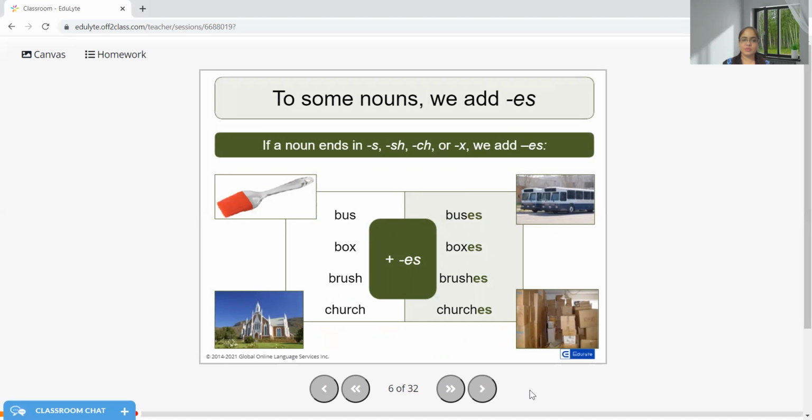In some of the nouns, we need to add es because we don't only have to speak, we also need to be careful of the spellings. So if we are writing, we should be careful about the spelling. So for these nouns, buses, boxes, brushes, and churches, everywhere in the end we have es, and in the previous examples we just had s.